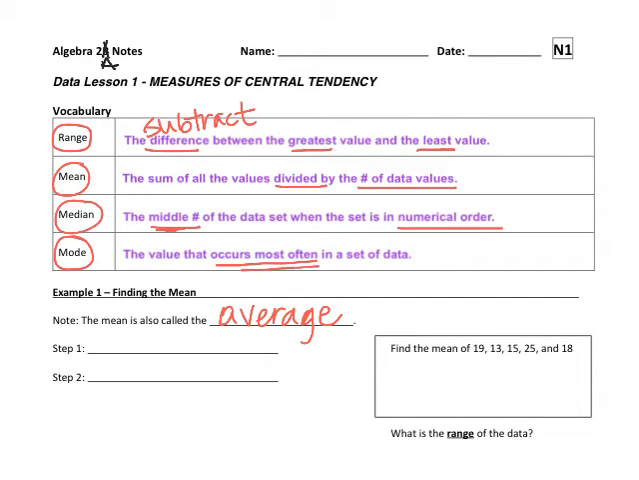So now that we've reviewed a little bit, we're going to go through some examples to find the mean, find the median, and find the mode. And of course there will be some special situations that you're going to want to pay careful attention to, and we're going to get into that first example right now.